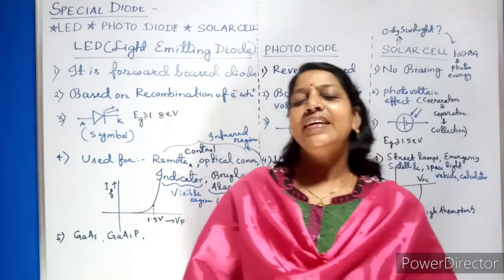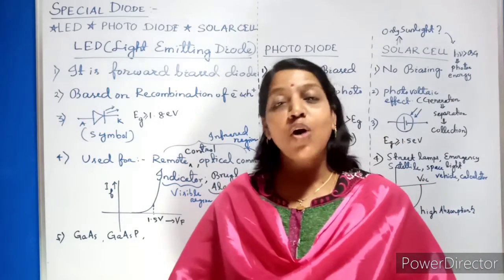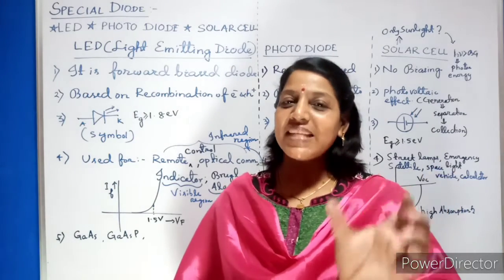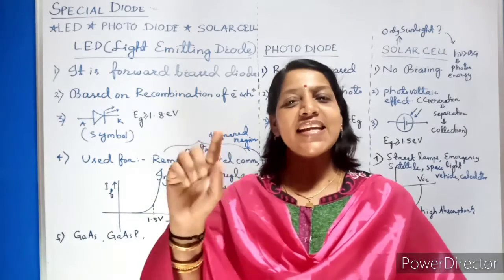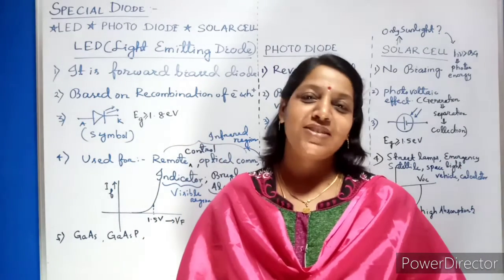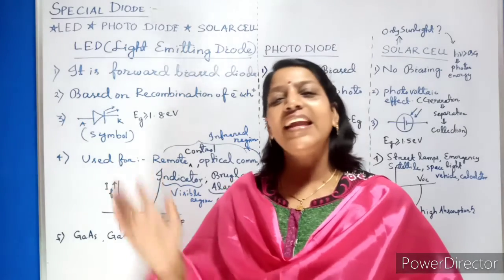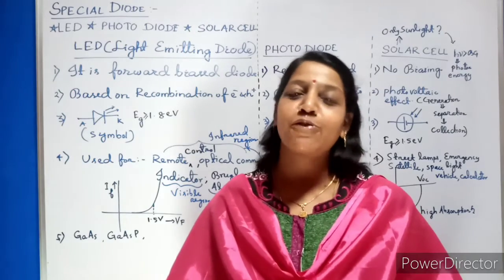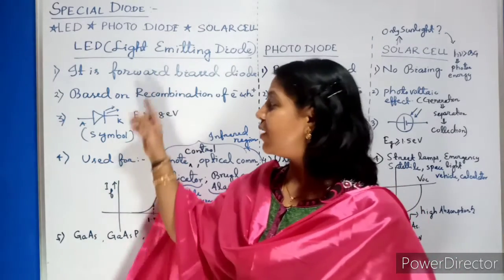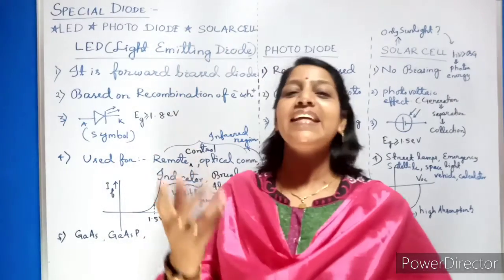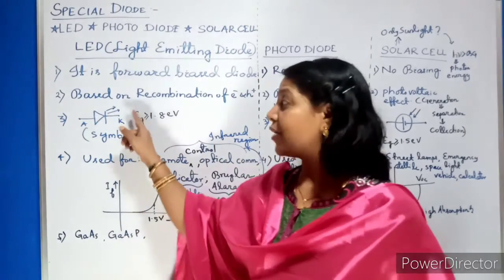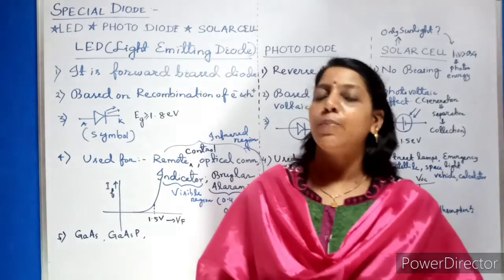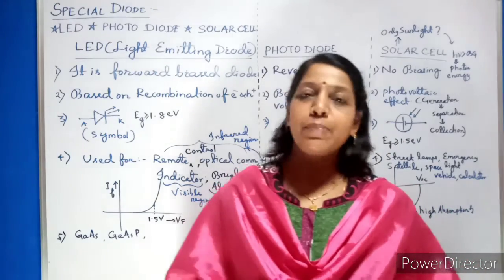So let us see first the LED. LED is always operated in forward biased condition. I hope you remember what forward biasing is. When your P side is connected to positive and N side is connected to negative of the battery, that is called forward biasing. And in an LED there is always a forward biasing arrangement to make it operate perfectly. Now this is the symbol of your LED. Because it is emitting light, the arrow is showing outside. Clear?